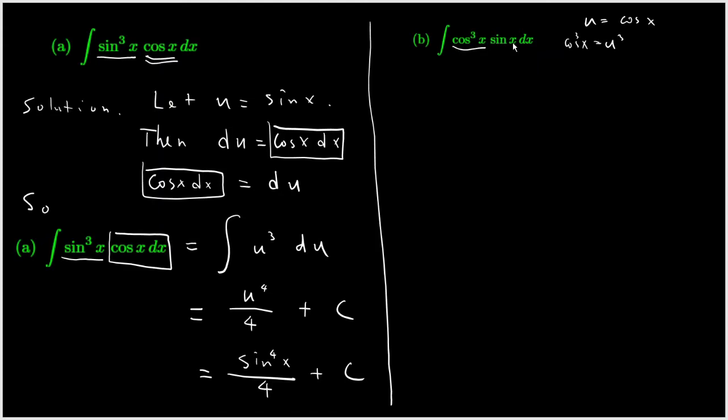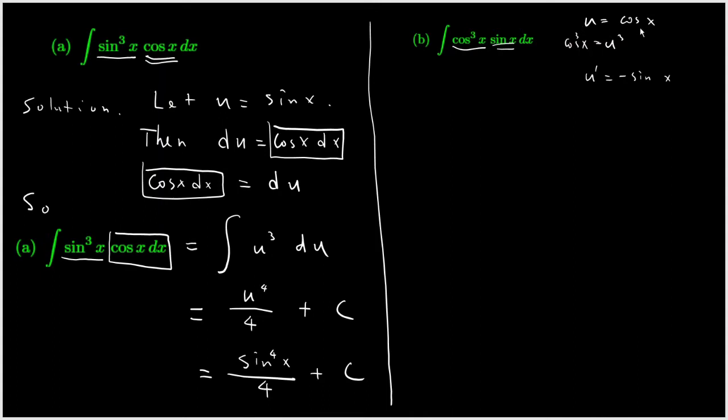Now let's check the other condition. Is the other factor, the double underlined factor, the derivative of the function times a number? The derivative of u, the derivative of cos of x, is negative sine of x, right? It's not sine of x. It's a number, -1, multiplied by the derivative of u. So it's also permissible to choose u that way.